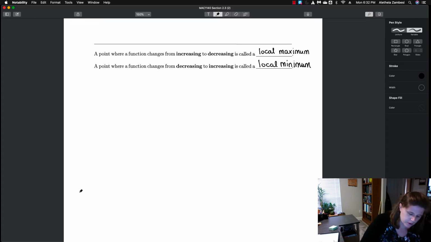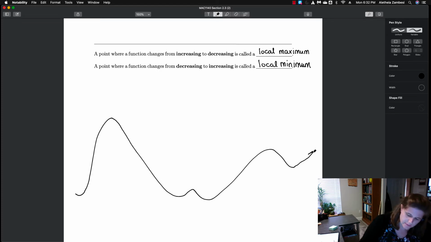For example, if I were to draw a graph, let's say that I have something that comes in and does something like this and then exits out. I don't have any spots where it's constant, but we have a lot of turning points. So here it goes from decreasing to increasing. So this spot here would be considered a local min. On the top side, we are going from increasing to decreasing. This is considered a local max.